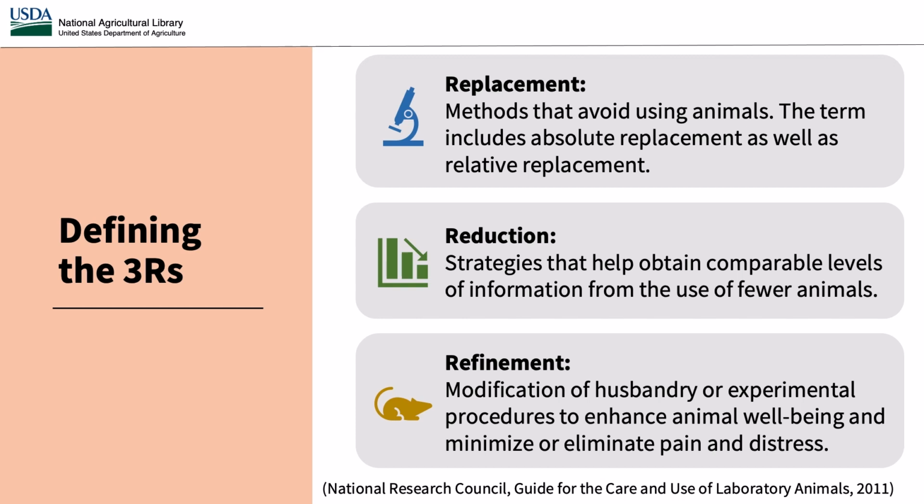The next R is reduction. You all can probably guess, but it means reducing animal numbers while still maintaining quality data. And then lastly, refinement, which can be defined as any modification to animal husbandry or experimental procedures that improve animal welfare and reduce pain or distress. Some examples of refinement might be the use of analgesics to reduce pain, or providing the animal with some type of environmental enrichment in its pen or cage, such as toys or nesting material that reduces stress and also promotes normal behaviors.